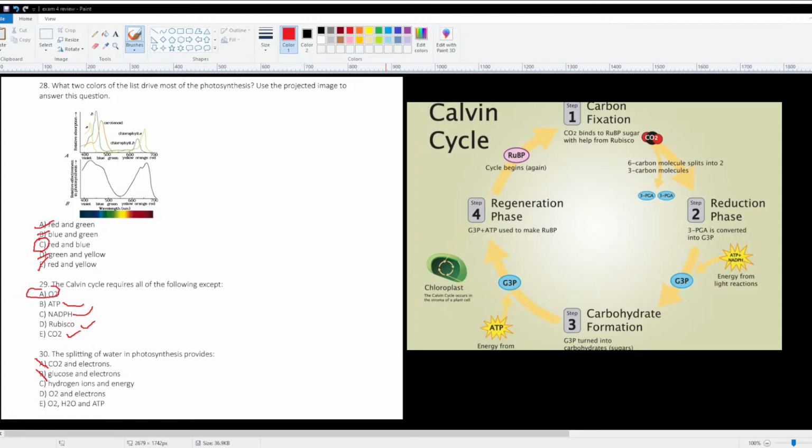So let's look at this. Now we're talking a little bit about the photosystems. Okay, let's see.